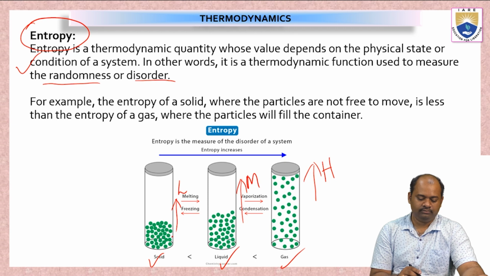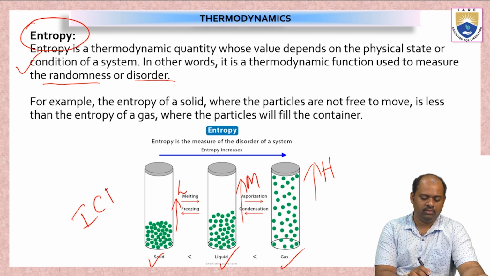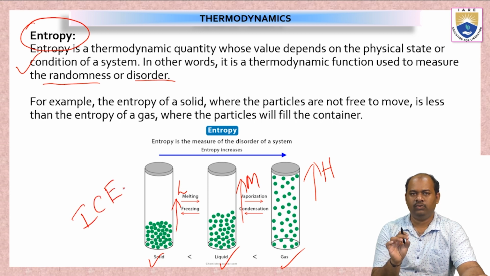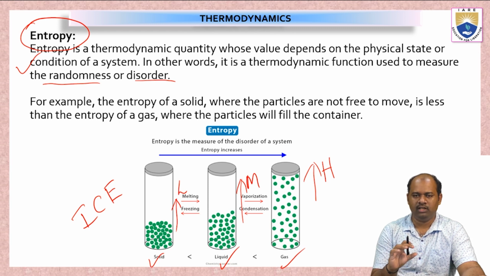So in water, when it is in the solid state, like the water is in the ice form, what happens? All the individual molecules of the ice are very uniformly distributed in ice. The molecules are very uniformly distributed. So the degree of disorderedness, that is entropy, is very less.